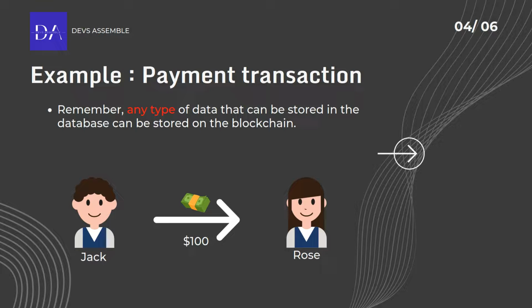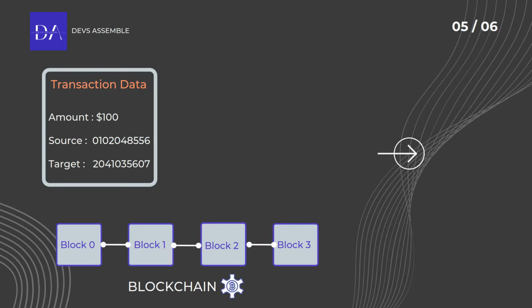So, in this example, let's say Jack made a transaction of $100 to Rose. Now, in order to save this transaction on the blockchain, we first will collect all the transaction details. These transaction details or data are the amount, which is $100 here, and the source and target of the transaction, which will be the account address of Jack and Rose respectively. Account address is the same as your bank account number. It is unique to each account. We will learn more about this in later videos.